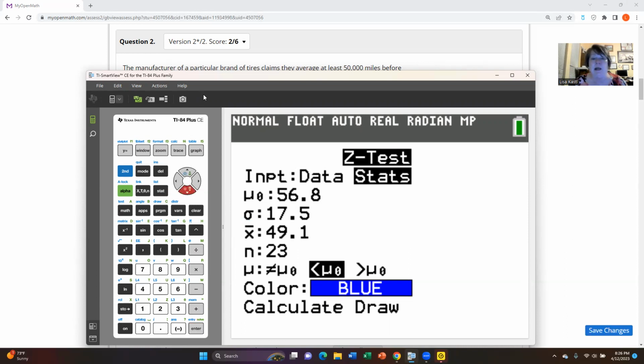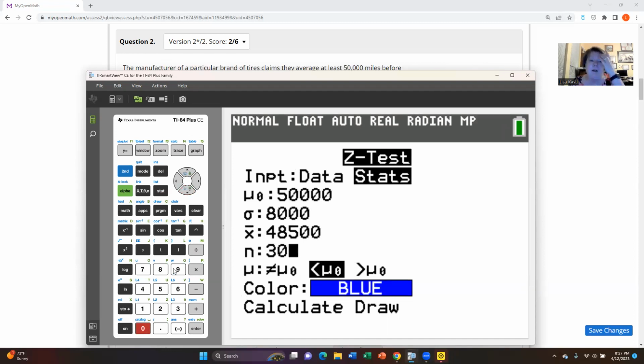All right, so the mean that we're testing against is the 50,000. So I'm going to put that in for mu sub 0. And they told me that the standard deviation of the population is 8,000. So I'm going to put that in. That's how I know it's a z-test, because they tell me the population standard deviation. Okay, and the mean of that sample was, what, 48,500? And my sample size was 30 tires.